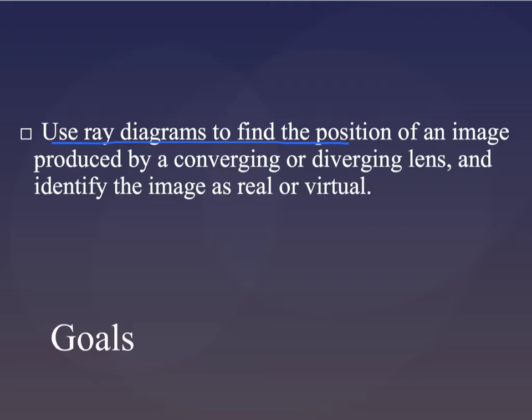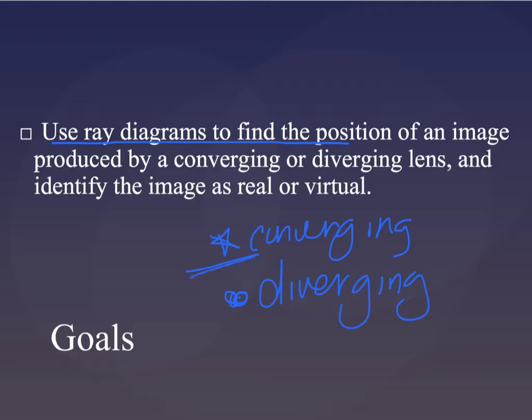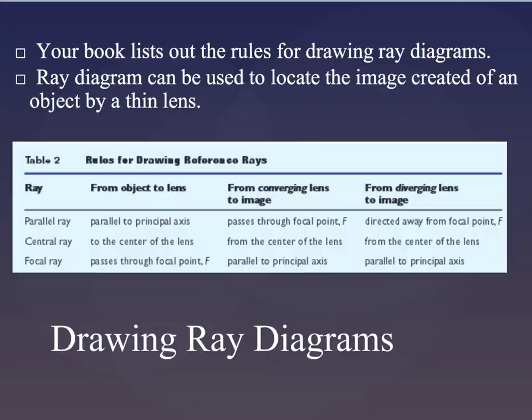I also want to point out that while I'm going to talk about both converging and diverging, you really should pay more attention to the converging part. This is more for just interest, but converging is the one you need to know how to do. So as we look at it, your book lists out the rules for drawing ray diagrams, okay? This comes directly from your book, and the way that you draw them depends on whether it's a converging lens or a diverging lens.